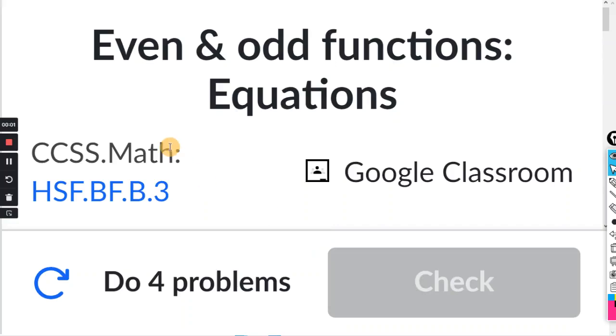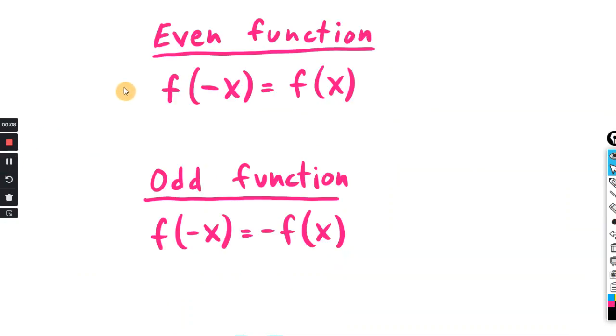This will be for the exercise on even and odd functions equations. Just to review from last time, when you have an even function, f of negative x will return f of x. So the negative version of any x value will return the same y value. And for the odd function, f of negative x equals negative f of x. So the negative x value will return the negative y value.